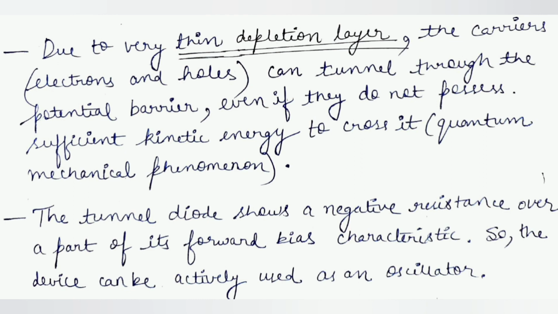Due to the very thin depletion layer, the carriers actually tunnel through. We can say electrons from the conduction band can move through the barrier even without enough kinetic energy, because the charge carriers can tunnel through the barrier, which is 0.3 volt in the case of germanium and 0.7 volt in the case of silicon.